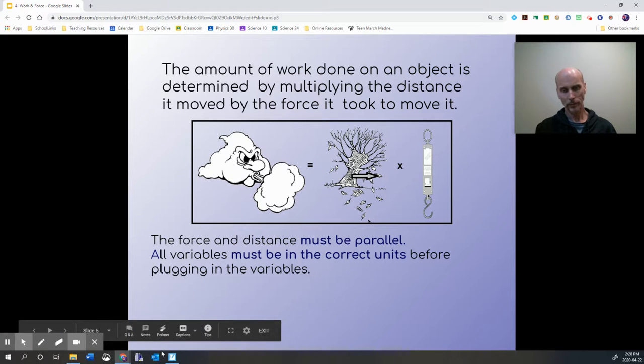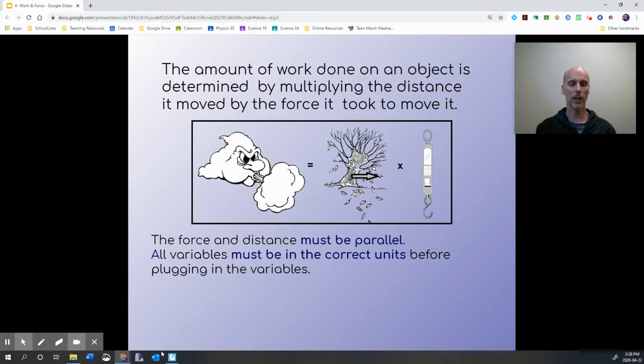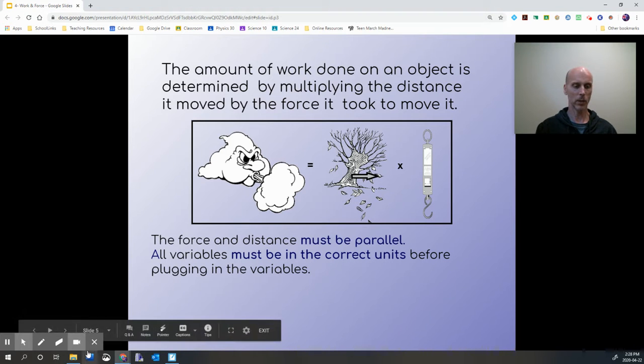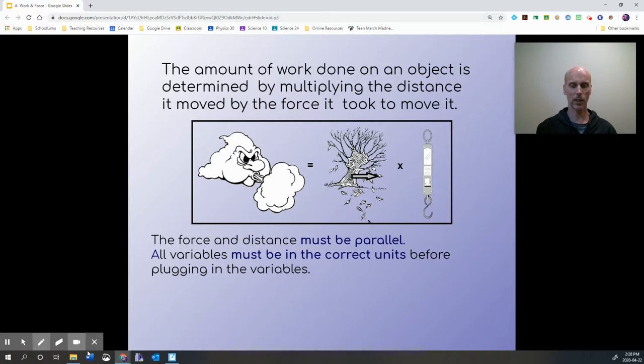Now, because the amount of work done on an object is found by multiplying the distance times the force used to move it that distance, both those factors affect the amount of work done. So you can get a lot of work done if you apply a lot of force or a lot of distance or a combination of both. Now, what's really important, it's kind of a detail at first in science, is that it is possible that sometimes we have a force and a distance that don't perfectly line up.